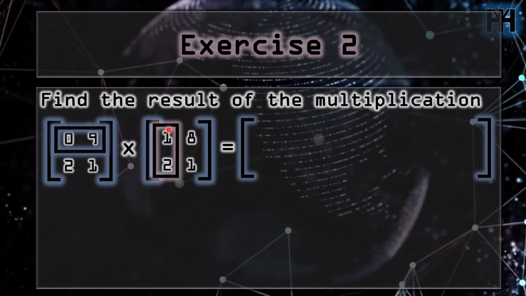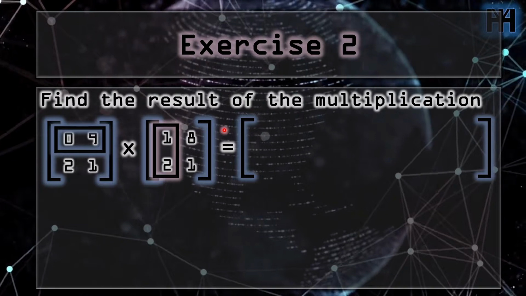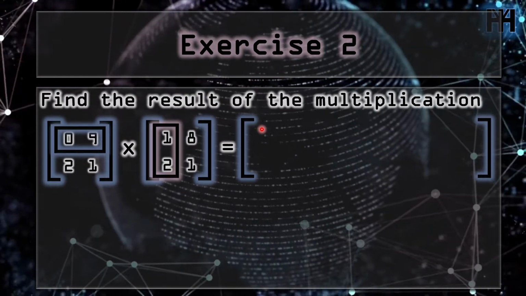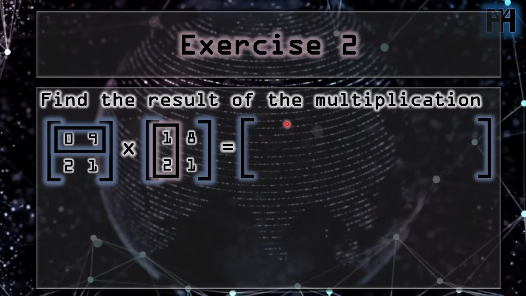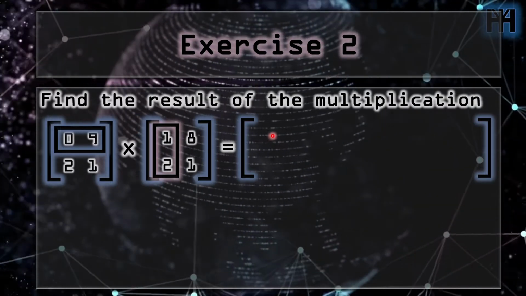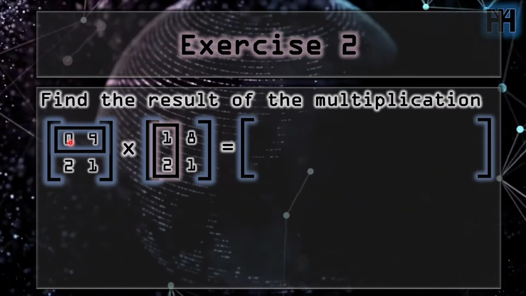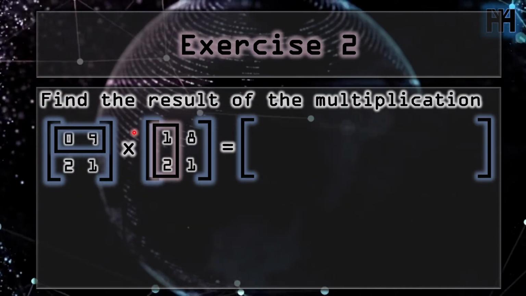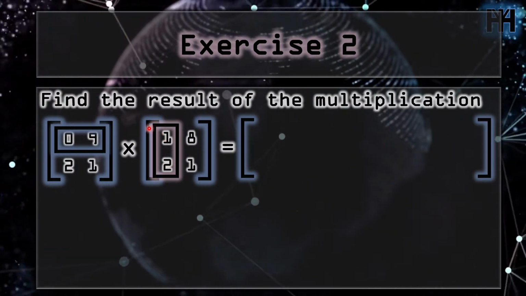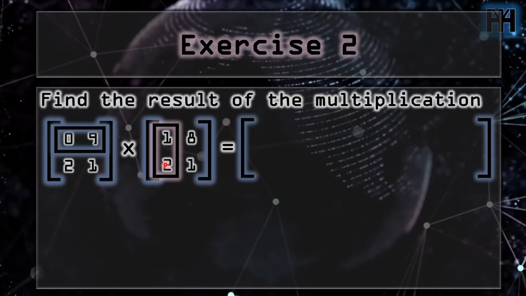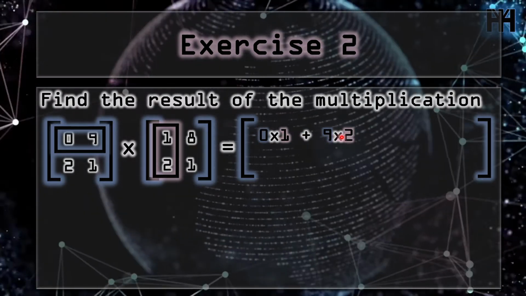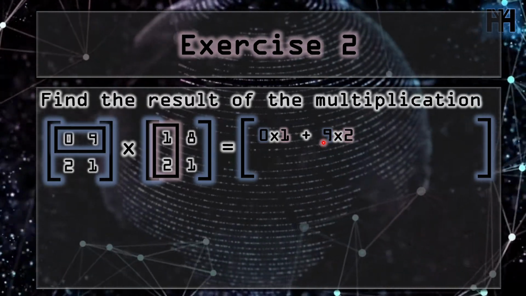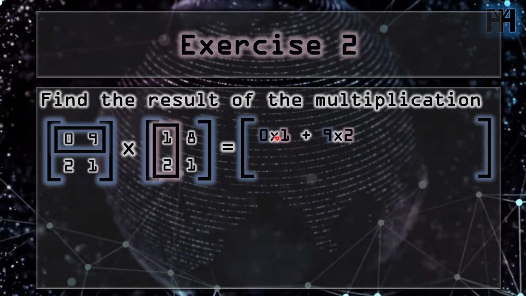So where will the result be located? At the first row and the first column, here. What will be the result here in the first row and first column? It will be like a dot product of 0 and 9 with 1 and 2. So 0 will be multiplied to 1 and 9 will be multiplied to 2. Just like that: 0 times 1 plus 9 times 2. This is the result that will be in the first row and the first column.